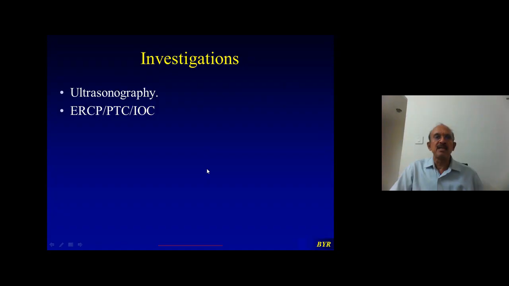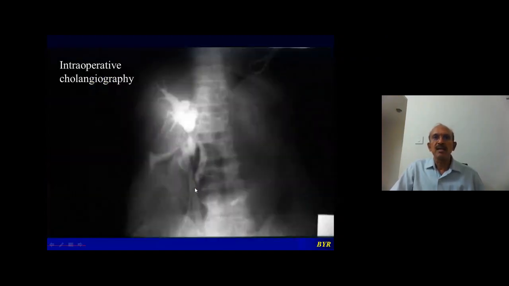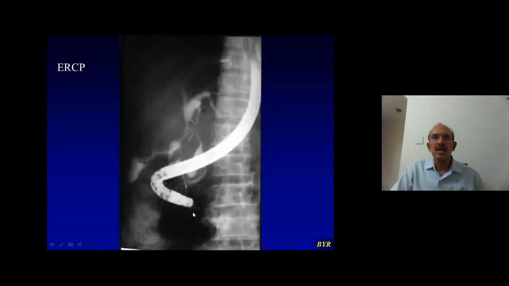Investigations: the same investigations, ultrasonography, ERCP, and if not possible, percutaneous transhepatic cholangiography or intraoperative cholangiography. So this is an example of ERCP showing stricture along with leak.